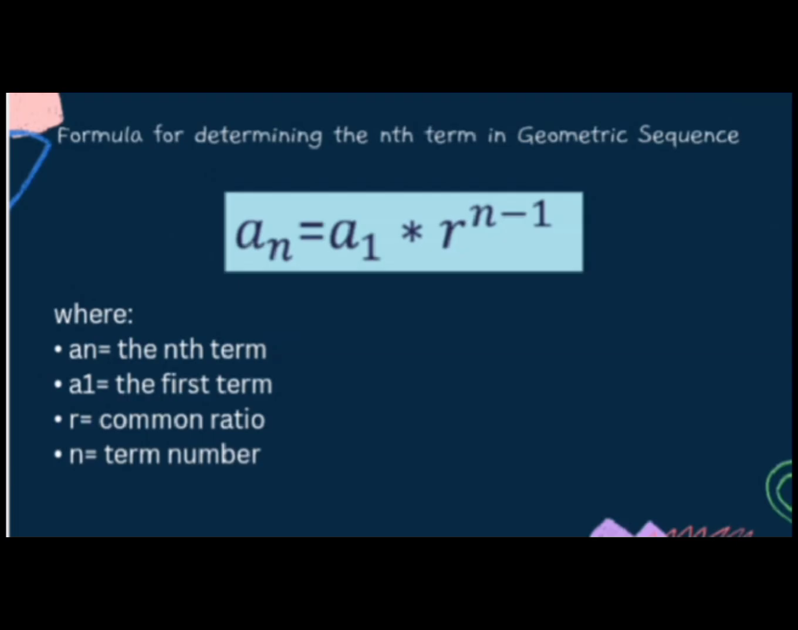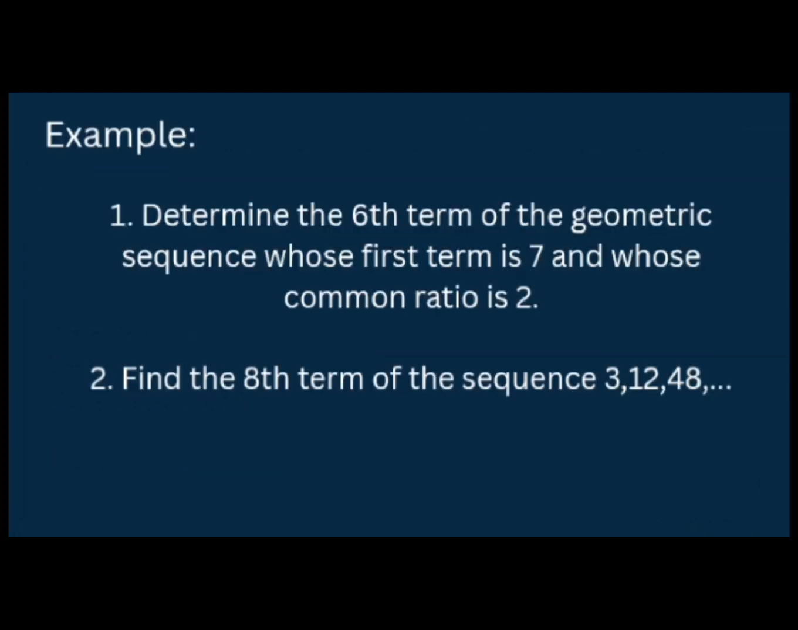And here's the formula for finding the nth term in a geometric sequence. A sub n is equal to a sub 1 times r raised to the power of n minus 1, where a sub n is the nth term, a sub 1 is the first term, r is the common ratio, and n is the term number. And now we're going to proceed to the examples.